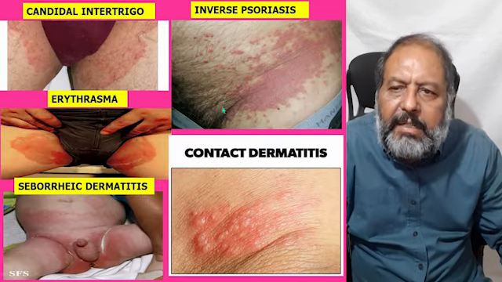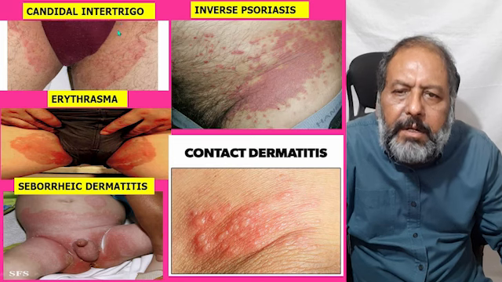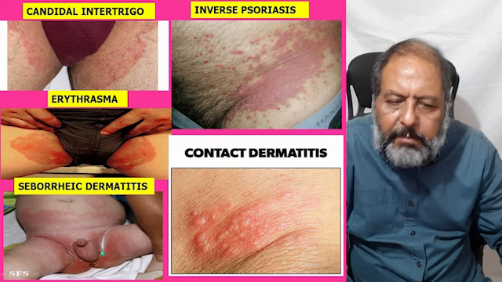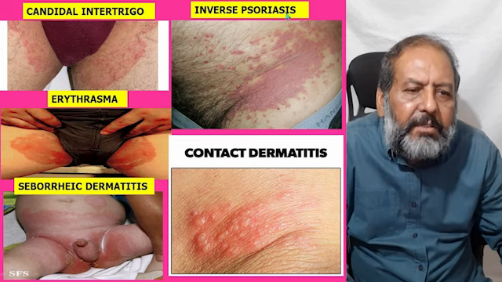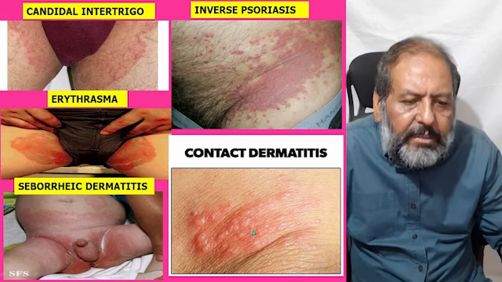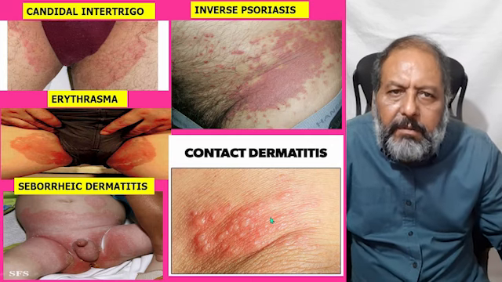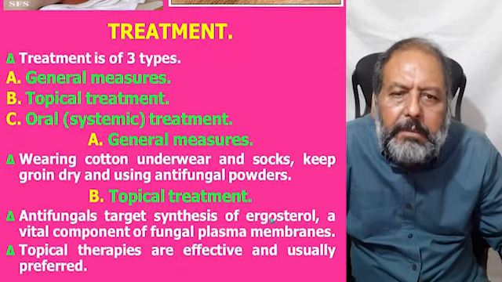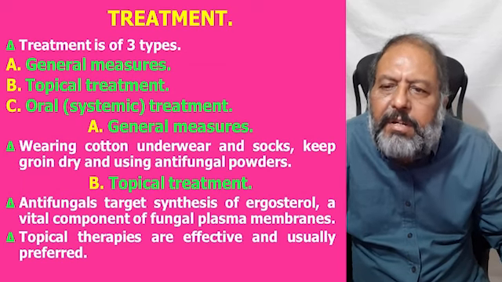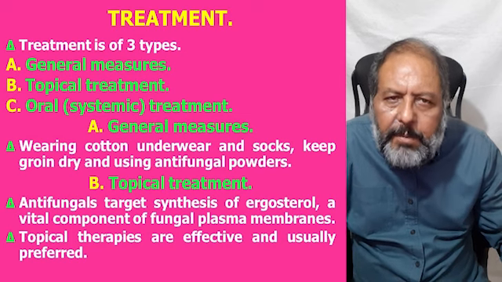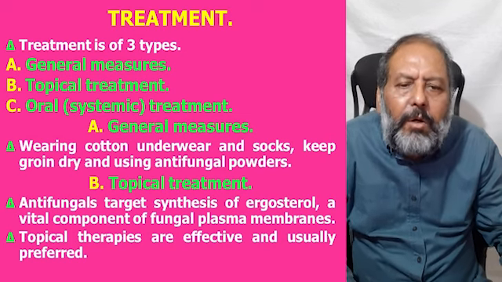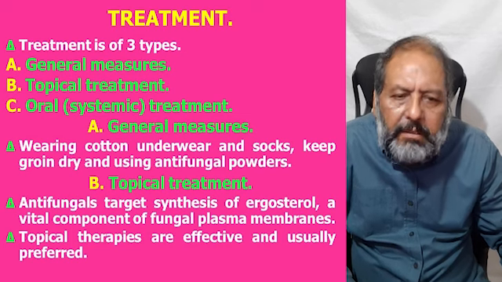So here one can see Candida intertrigo, erythrasma, seborrheic dermatitis, inverse psoriasis in the folds, and contact dermatitis with a history of contact with something which is causing the problem. Now, coming to the treatment of the disease, treatment is of three types. Number one, general measures. Number two, topical treatment. And number three, oral or systemic treatment.